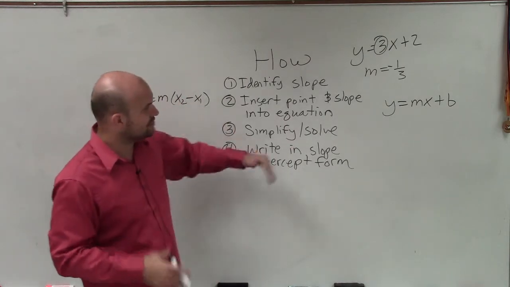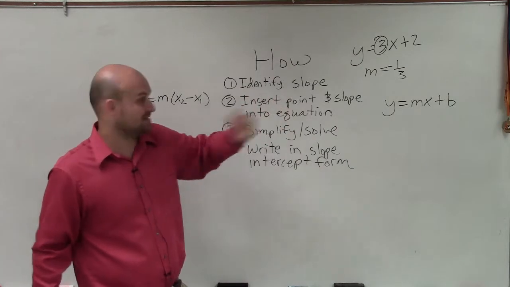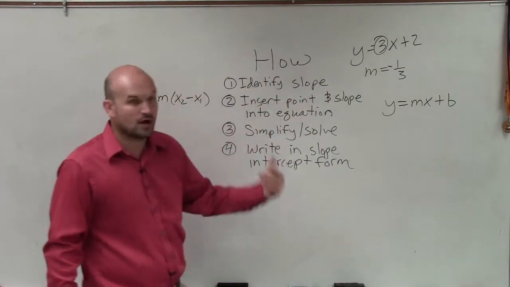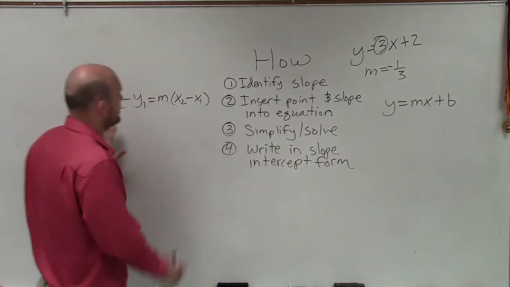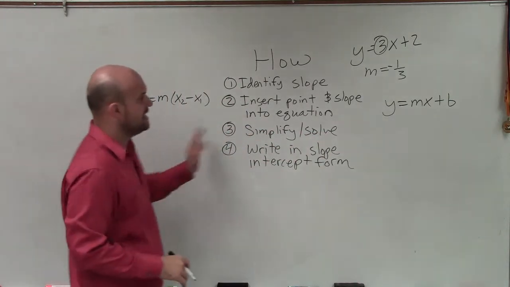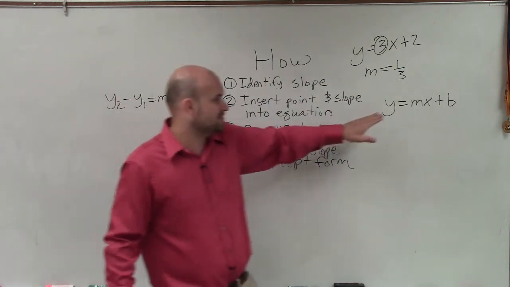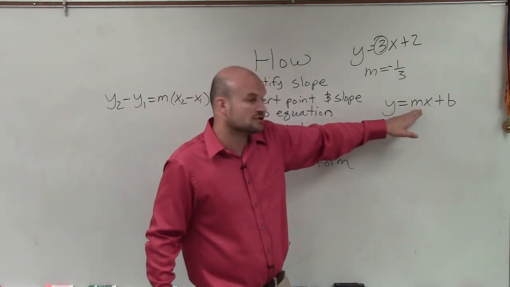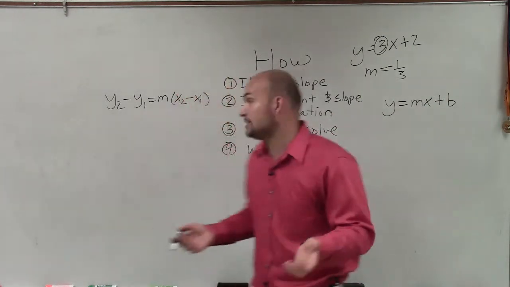Then the next thing I need to do, once I've found my new slope, is take the point that has been given to us as well as the slope and plug it into our equation. Now you can plug it into the slope-intercept equation or you can plug it into the point-slope equation. If you plug it into the slope-intercept equation, then you're going to solve. And since you've already plugged in a point for y and x and the slope m, you're going to solve for b. B is going to represent your y-intercept.